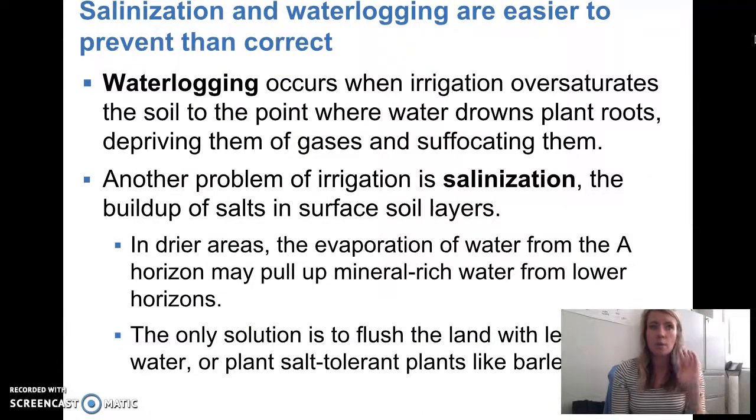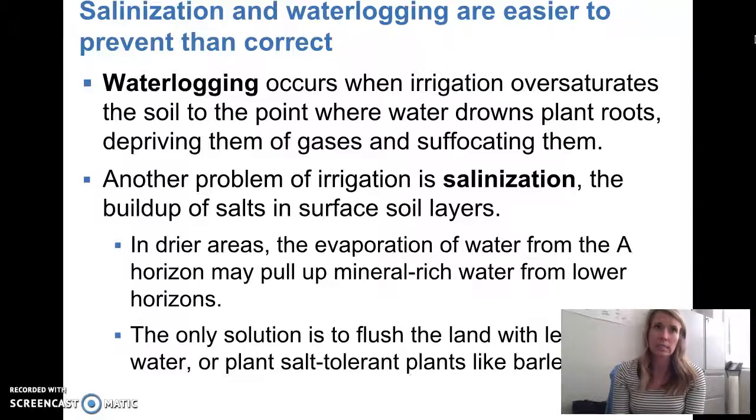There are problems with irrigation that we're going to talk about too, called salinization and waterlogging. Waterlogging is when we put too much water down. What happens is if we are overwatering, then the water fills up all the pores in the soil, and so it basically drowns the plant roots. It deprives them of gases that they need, like oxygen and carbon dioxide, and suffocates them. So too much watering is not a good thing.